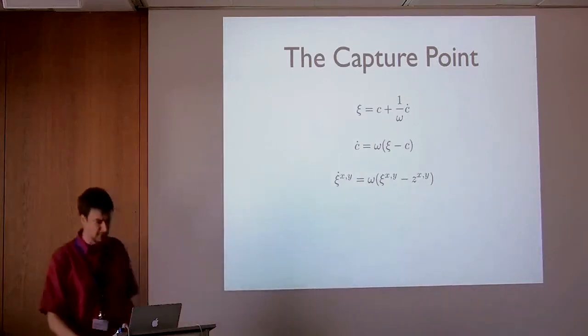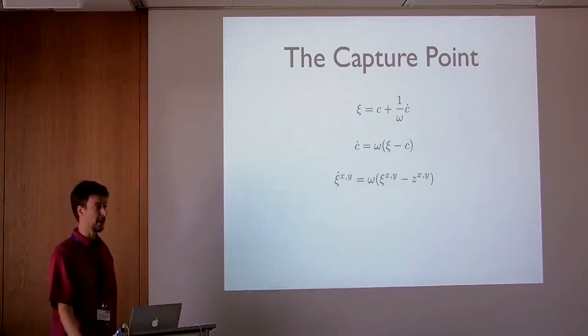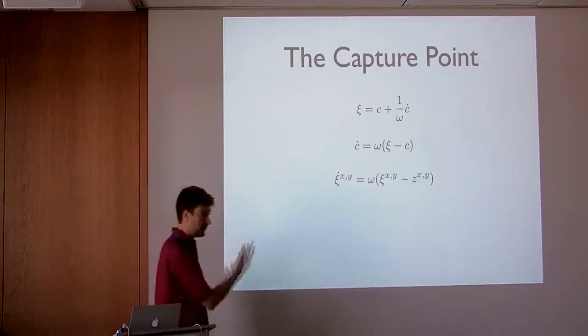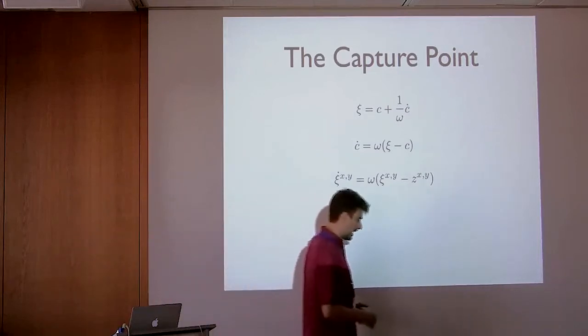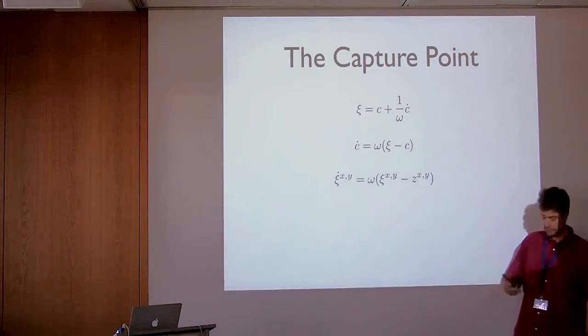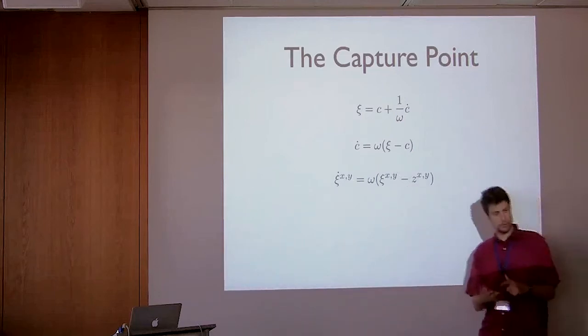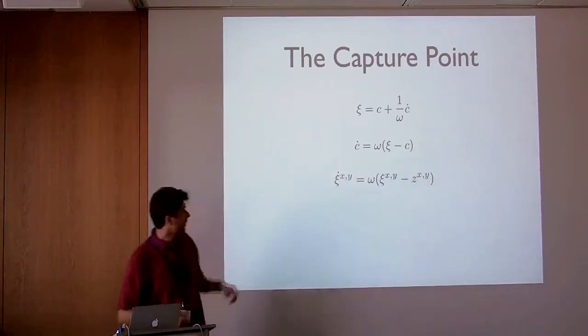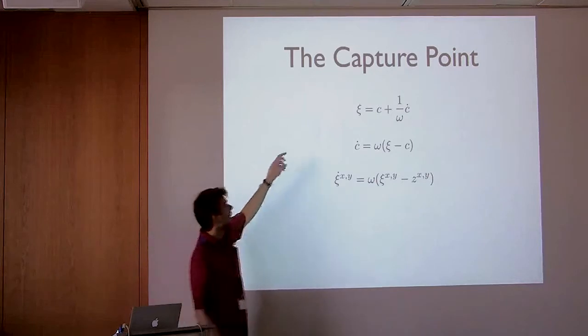In biomechanics, it was called the extrapolated center of mass. And then engineers at Honda, working with Massimo, also drew the same idea. They called it the divergent component of the dynamics. And those three terms correspond to three different properties of this value C that we're going to see in this slide.